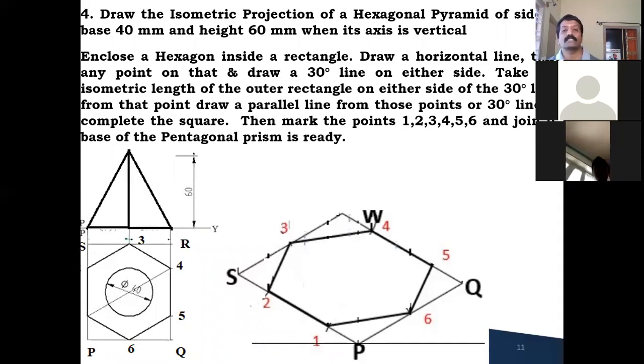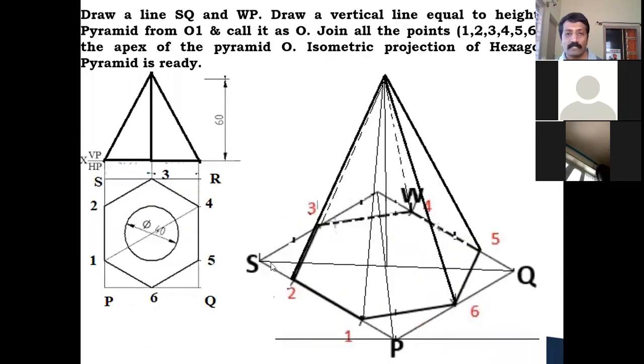Now you join these 6 points, 1, 2, 3, 4, 5, 6. You will get the isometric position of the base of the hexagon pyramid. Base is ready now. So now, how to find out the center of the base? Now you join the diagonals SQ and PR. These two you have to join and find out the center like this. See, SQ and PR you can join, wherever it meets, that is the center of the base of your pyramid.